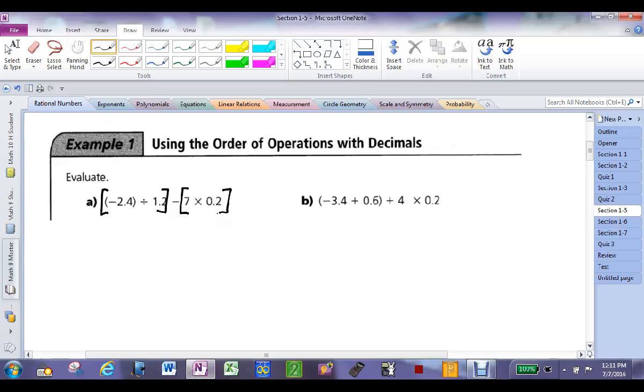The whole thing? Everything on the left from everything on the right, or everything on the right from everything on the left? So once you get both answers, then you subtract that whole thing. Yep. You have your two answers together and you subtract. Yep.